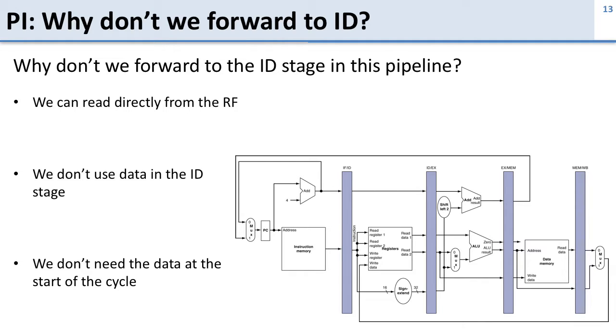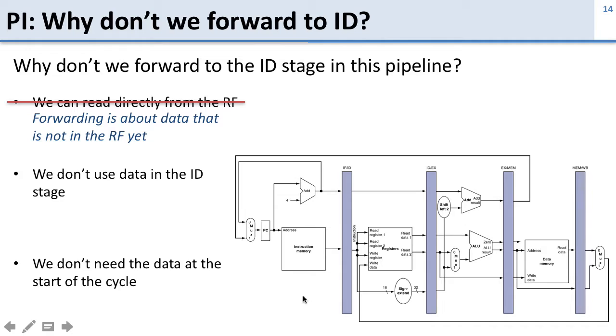Well, let's take a look at these possibilities. So the first one here doesn't really make sense. If the answer was we can read it directly from the register file, then we wouldn't need forwarding. Forwarding is about data that's not in the register file yet. So this is going to apply anytime the data is somewhere else in the pipeline and we haven't written it in yet. So just because we're in this stage doesn't mean we can read the data. If we need to forward it, the data is coming from a later stage.